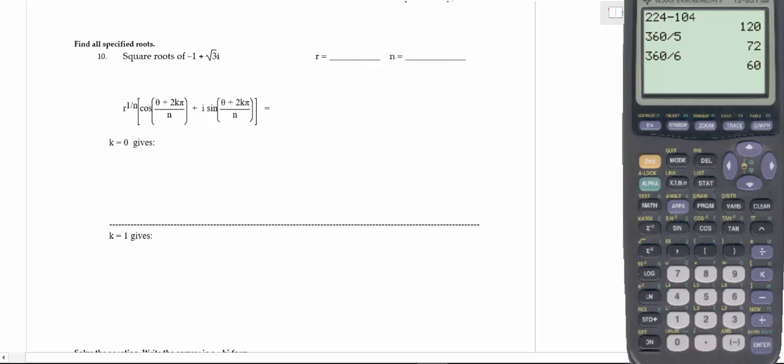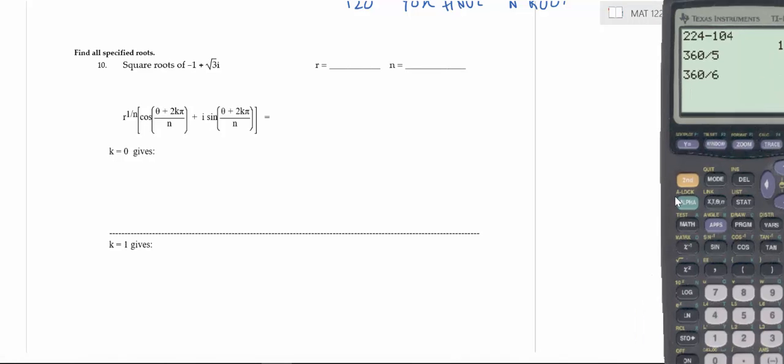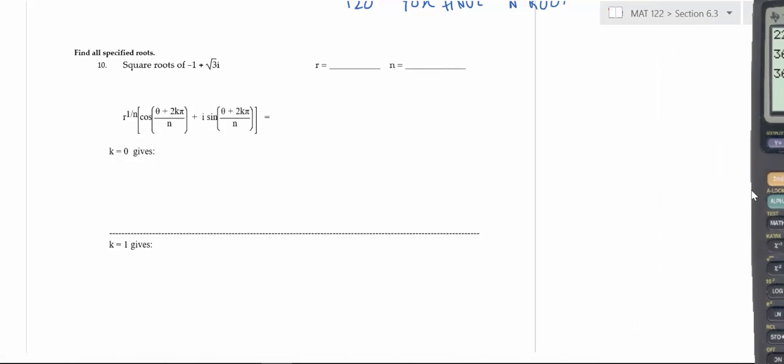Okay, now we're going to do some square roots in the next problem here. The very first thing that you've got to do on a problem like this is you cannot use this formula unless you change this to the trig form. So we're going to start by doing that. We've got the complex number -1 plus square root of 3i, like that.